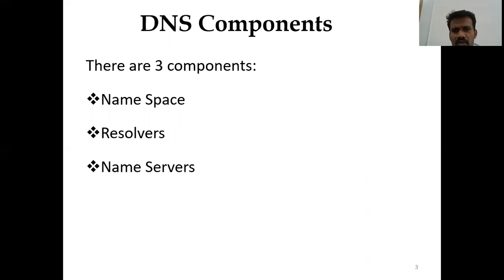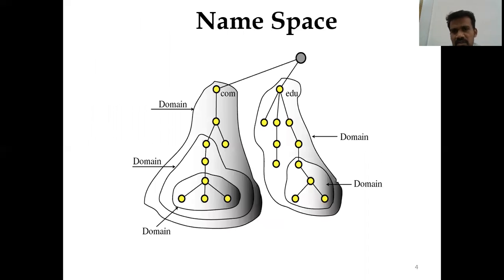DNS has three components: the namespace, the resolver, and the name server. We will look into each of them. See the namespace: the dots represent each and every level. This entire thing that we have written here is a domain. This refers to the com, this refers to the edu. This is the namespace, the tree hierarchy which we are given now.